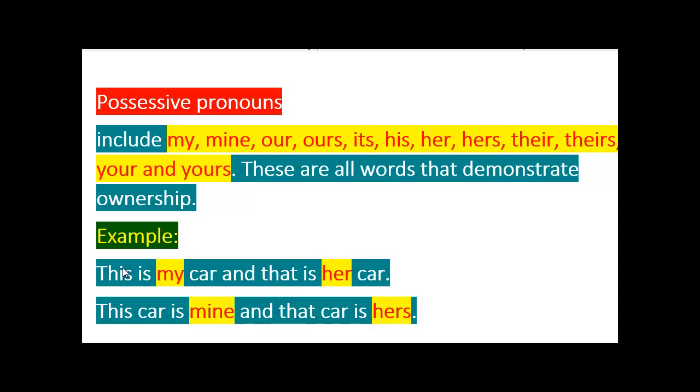So it's very, very easy. Possessive pronouns: my, mine, our, ours, its, his, her, hers, their, theirs, and you, yours. So my is a possessive adjective, my car, and mine is a possessive pronoun. That's really it. So possessive pronouns are very simple. You can see the example and it's clear. We'll move on to something else.